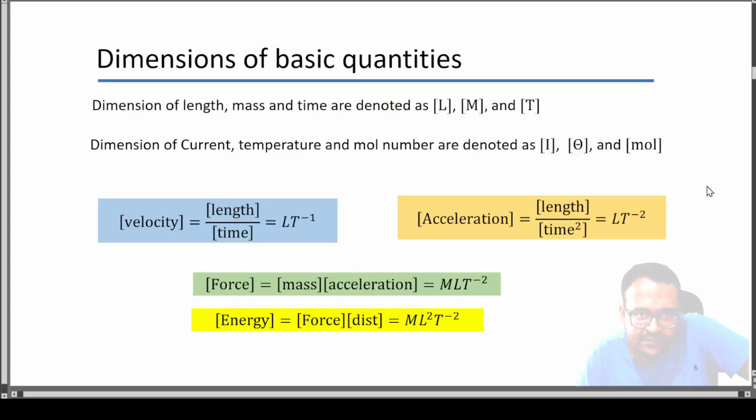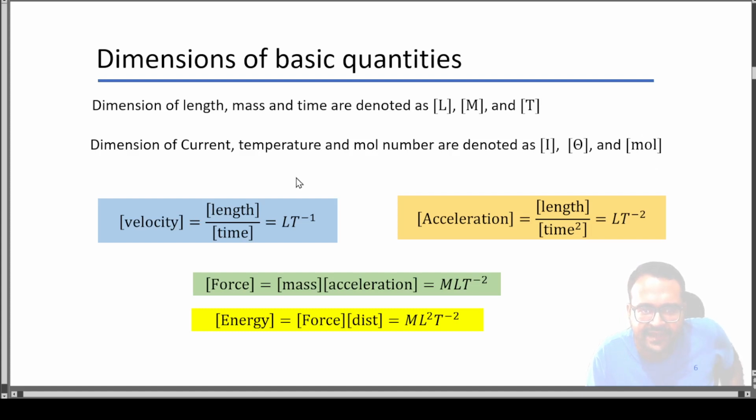Now I will proceed to the dimension of some basic quantities. Dimension of length, mass and time should be denoted as L, M and T. Dimension of current, temperature and mole number: current is denoted as I. Temperature is sometimes K, sometimes capital Greek big theta. And the mole number is just written as MOL inside a third bracket.